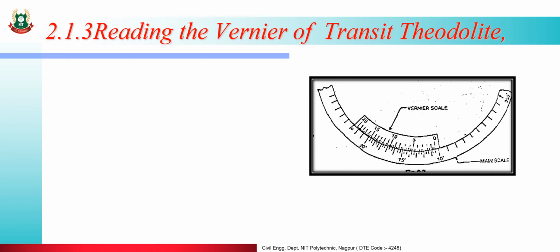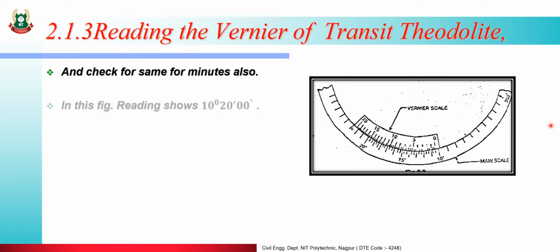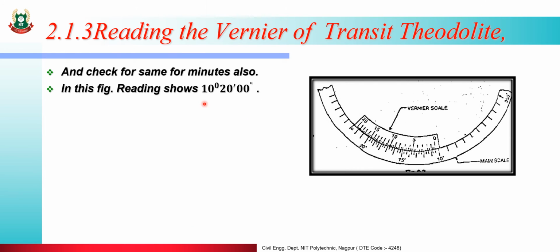Then check the same for minutes also. In this figure, the reading shows 10 degree 20 minute. Here 10 degree is the complete degree and 20 minute: here the 20 is the line that coincides between the main scale and the vernier scale. So the reading can be written in the right way, in degrees, minutes and seconds, as you already know.